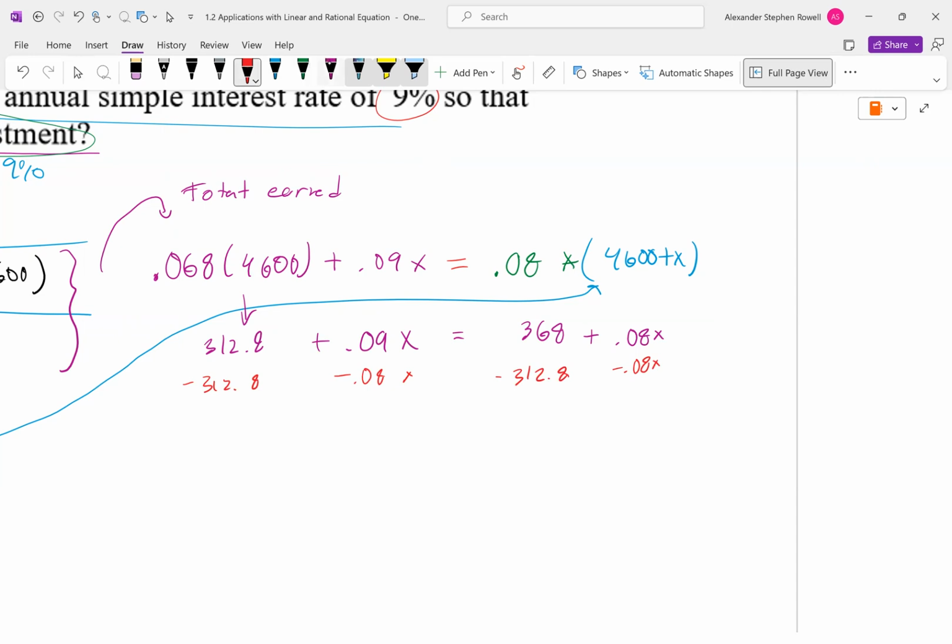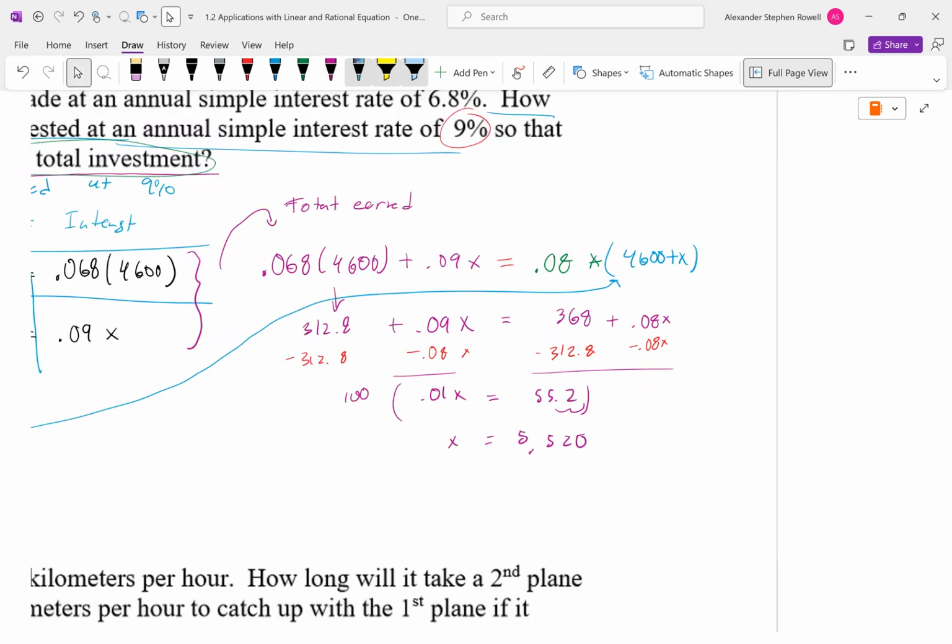I'm not doing this in my head. I worked it out before class so that we could get through more problems. 0.01x is equal to 55.2. And how do you get x by itself? Divide by 0.01, or more simply, multiply by 100, right? If you multiply by 100, then you get 1x is equal to, and move decimals to the right twice, 5,520. And the question was asking for how much do we need to invest at 9%?